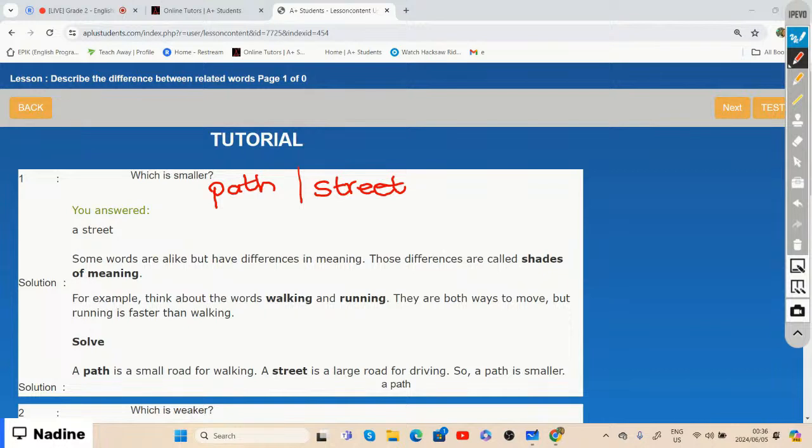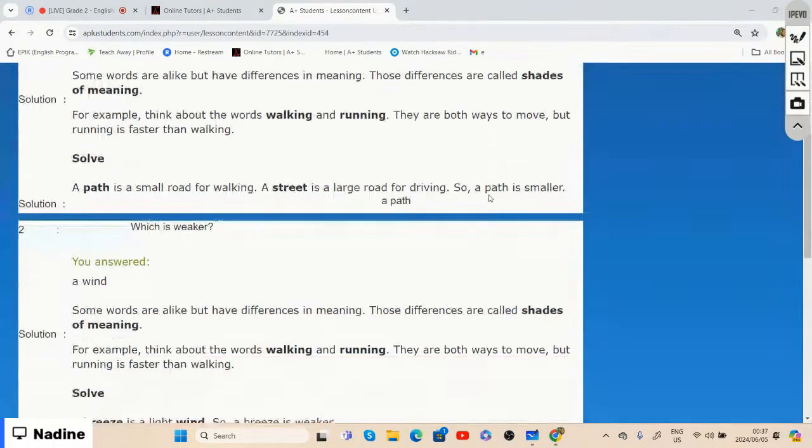All right, and if we were to identify which is smaller, then yes, a path is smaller, right? Because a path is like a small road mainly for walking, whereas a street is more of a larger road that is meant for driving, right? So which means that a path is smaller than a street. Yes, so well done.